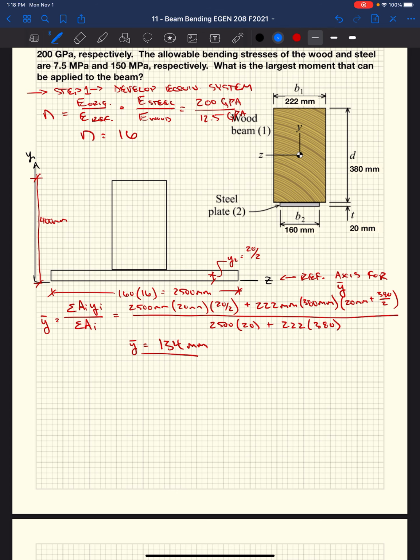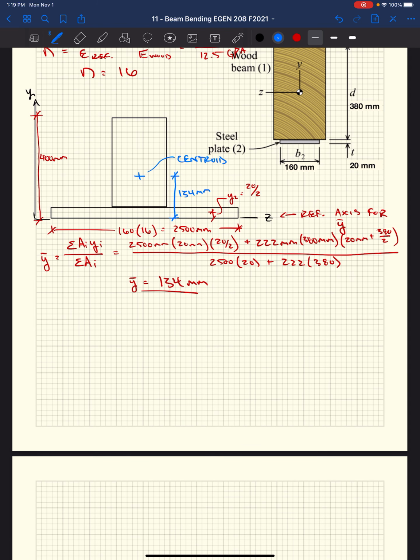So what does that mean? Well, that means the centroid of our cross section, this equivalent cross section, is 134 millimeters from the bottom of our cross section. Make sense?